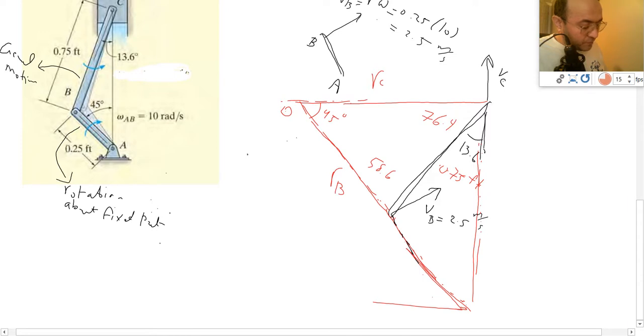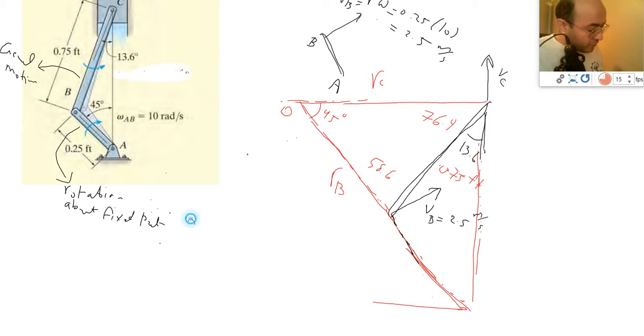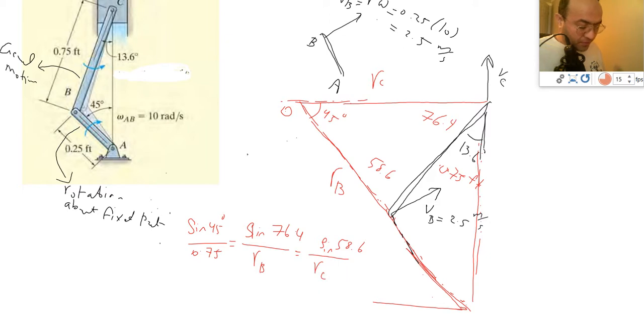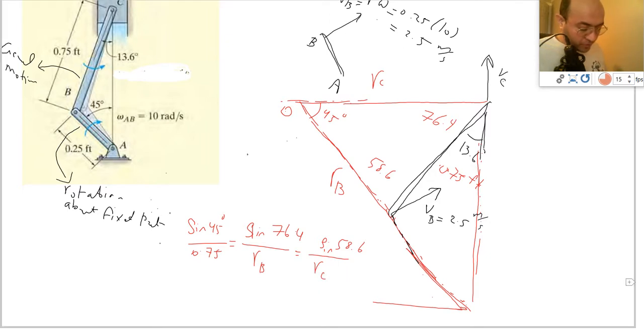So one side is RB, one side is RC, one side is 0.75 feet. So I need to write the law of sines. The law of sines will be sine of 45 degrees over 0.75 feet is equal to sine of 76.4 divided by RB, which is actually across from it, and this is equal to sine of 58.6 divided by RC. Then I would be able to calculate for both.